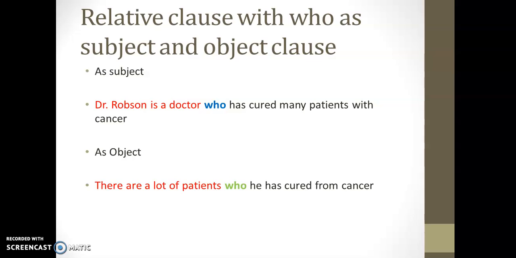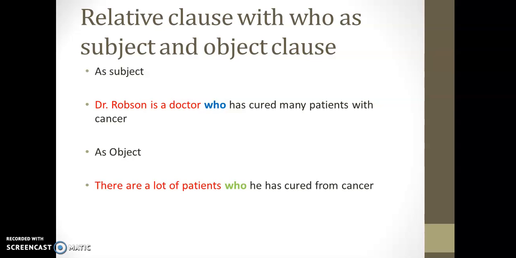In this slide, I have relative clauses with who, as subject and object clause. As subject, we have the example: Dr. Robson is a doctor who has cured many patients with cancer. As object, we have: there are a lot of patients who he has cured from cancer, sorry. And the first one, a subject: Dr. Robson is a doctor who. Why is it a subject? Since who is renaming Dr. Robson. That's why we use this as a subject.